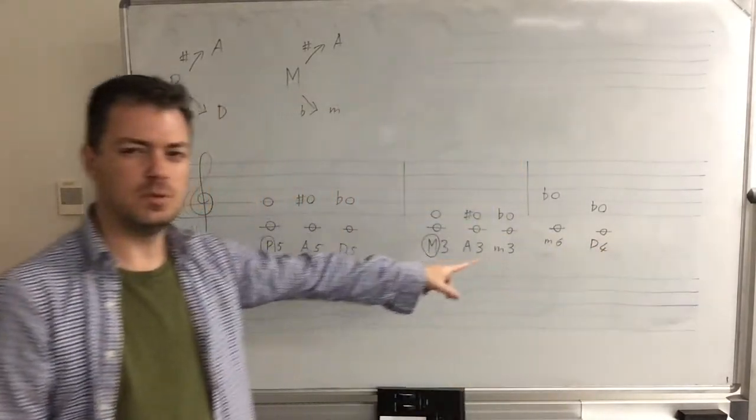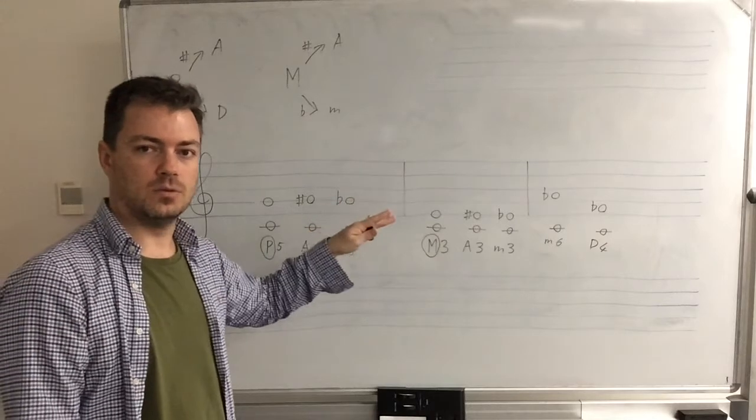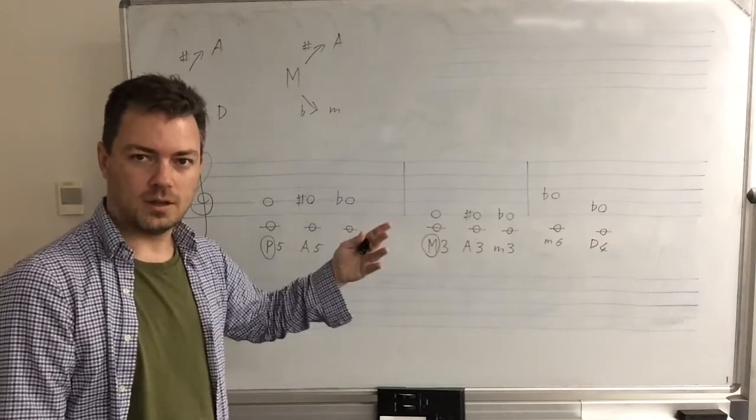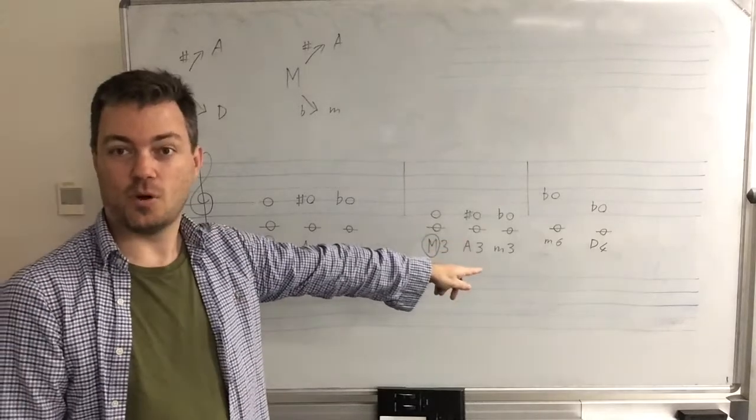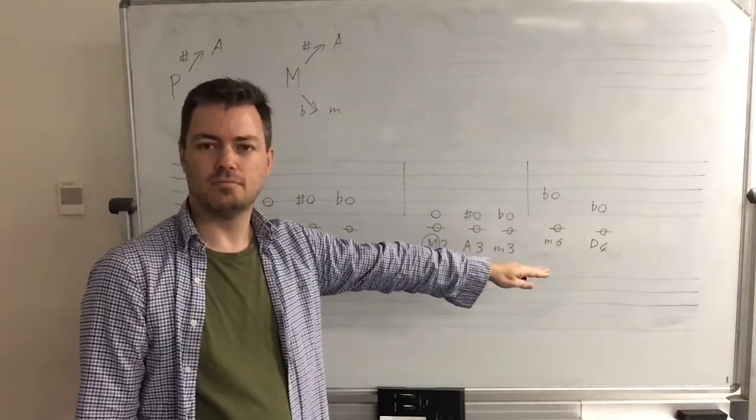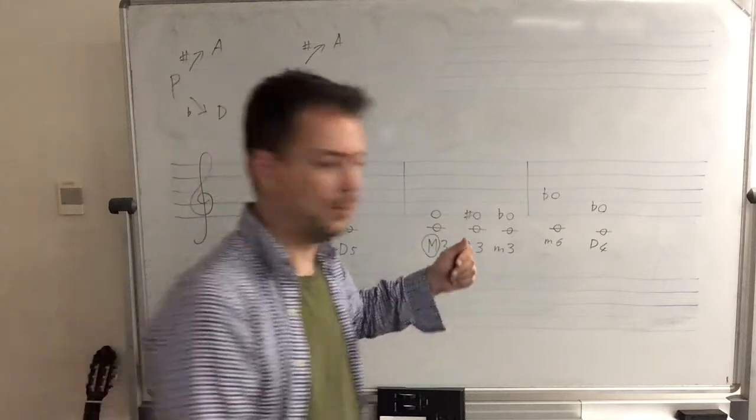You don't see too many diminished fourths. Some of the chromatic intervals are quite common, and some of them you almost never see. A minor sixth is a very common one. A diminished fourth is not common at all. Let's do a couple more.